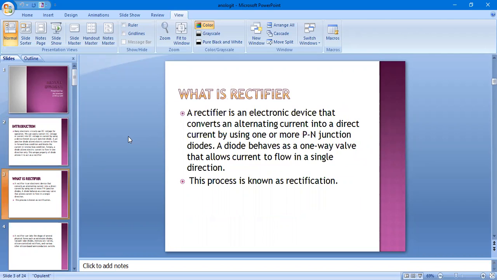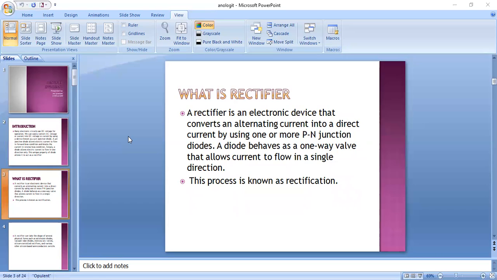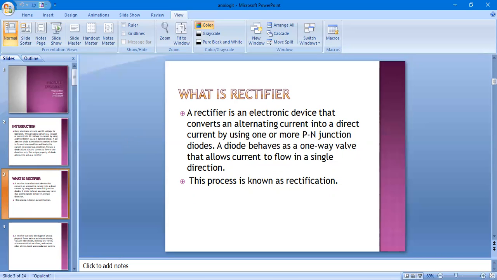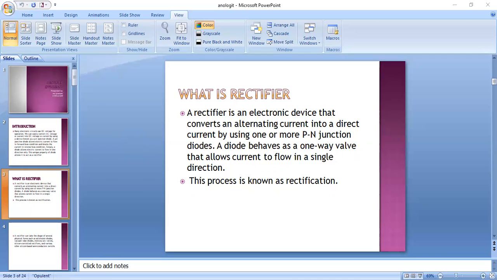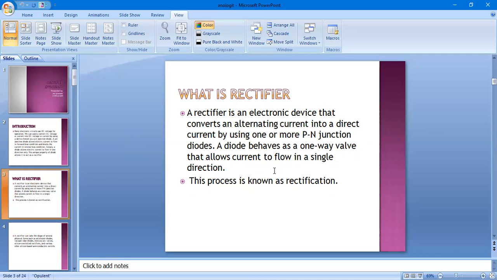So what is a rectifier? A rectifier is an electronic device that converts alternating current into direct current by using one or more PN junction diodes. A diode behaves as a one-way valve that allows current to flow in a single direction. This process is known as rectification.